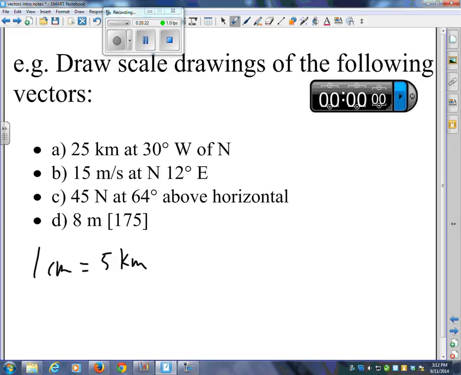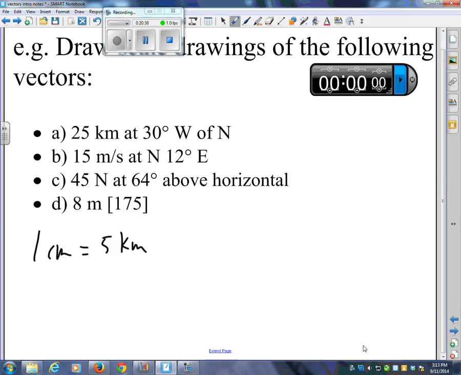It would just be 2.5 centimeters long, right? Could you say 1 centimeter equals 25? Sure, it would just be only 1 centimeter long. No problem, okay? But generally you want to make it sort of a reasonable size. So 1 centimeter equals 5 kilometers. I'm going 30 degrees west of north.